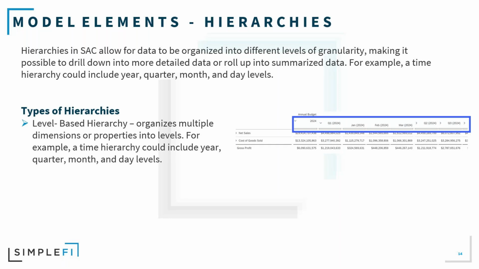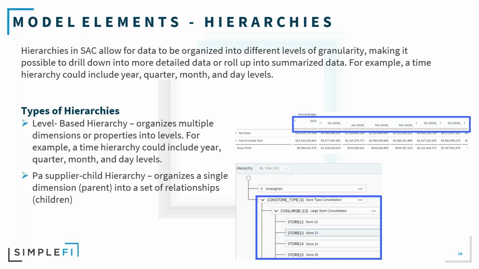So there are two types of hierarchies that can be set up in SAC. Level-based, which organizes multiple dimensions or properties into a level, for example, a time hierarchy that has a top level of year, then quarter, then month, and then down to the day. And then you also have a parent-child hierarchy that allows you to set up a single dimension as a parent with a set of relationships to a child dimension. In this example, think of something similar to a company having multiple departments or a customer having multiple stores. So that's how you can set up those hierarchies in the system.